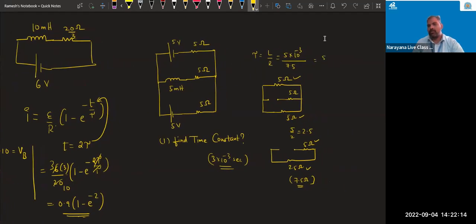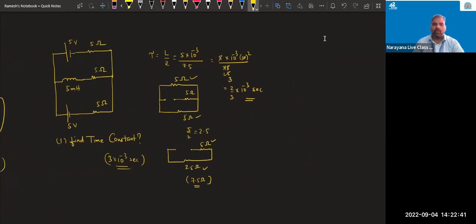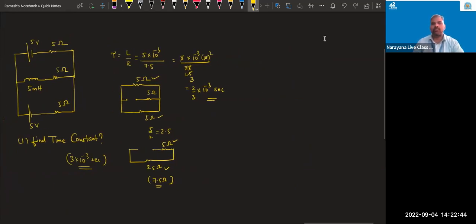So 5 into 10 power minus 3 divided by 7.5 means what? 75 by 10, so 5 ones are 5, 5 3s are 15, so 2 by 3 into 10 power minus 3 seconds is the time constant. Understood? Now, the next concept is the last one, AC generator.